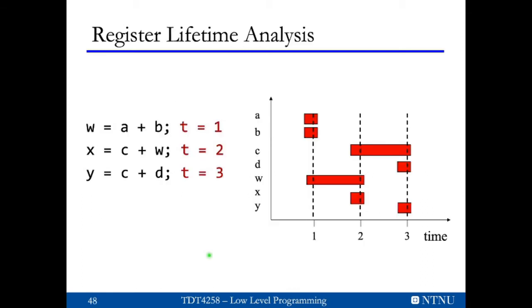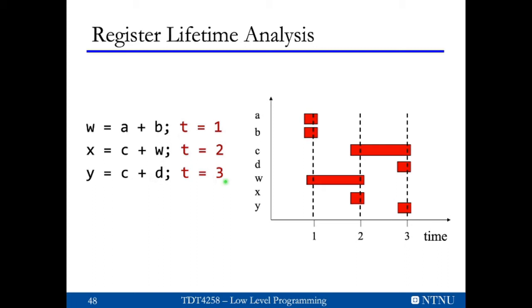So register lifetime analysis just checks how long a variable value is actually needed during the execution of your program. So for example, you have these three instructions here: w equals a plus b at time 1, x equals c plus w in time 2, and y equals c plus d in time 3.